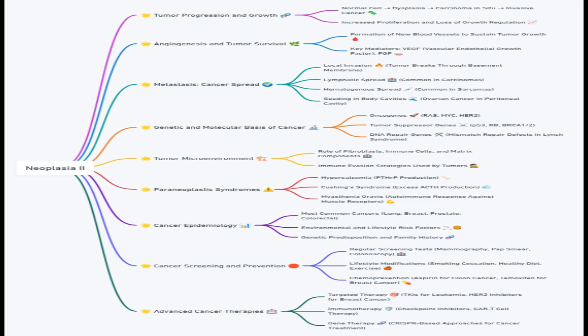So comedo necrosis is characteristic of ductal carcinoma in situ, which is a precursor lesion. So how does a breast carcinoma spread?